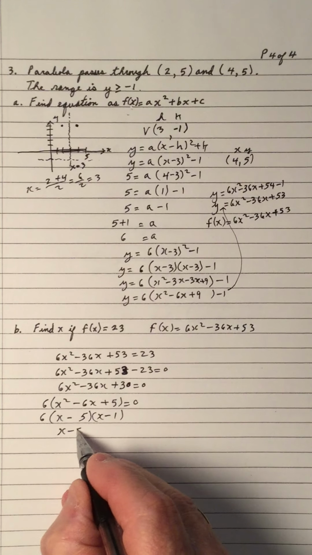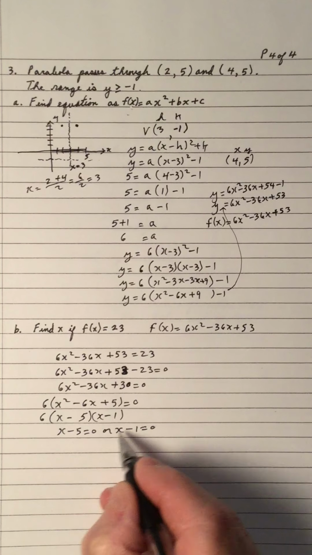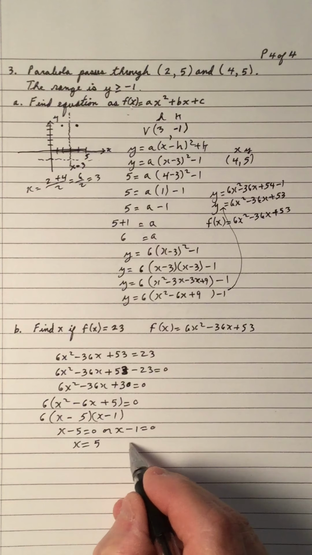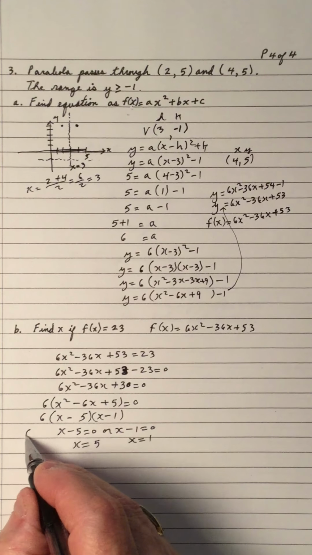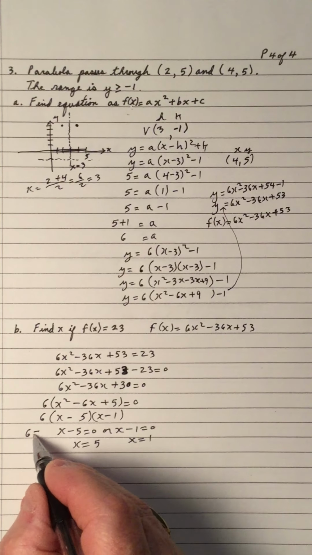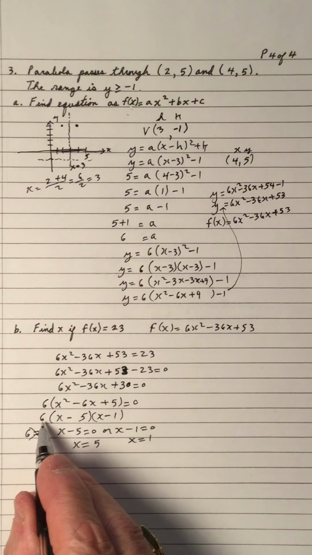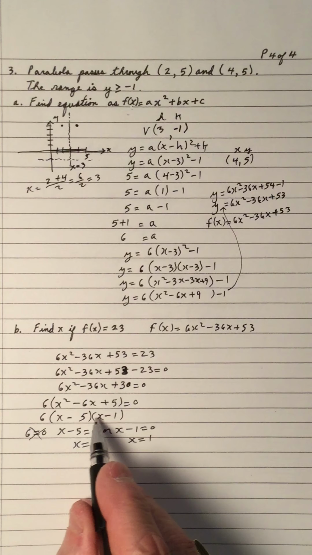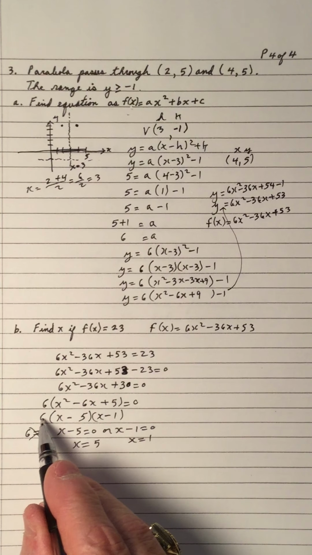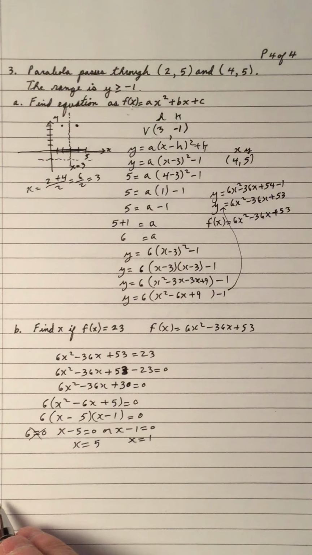So x minus 5 equals 0, or x minus 1 equals 0. X is 5, x is 1. Notice I got a 6 here. I can't say 6 equals 0. The 6 is a constant. So the 0 is going to come from these two brackets right here, not from the 6. The 6 is a constant, because 6 times 0 will give you a 0.